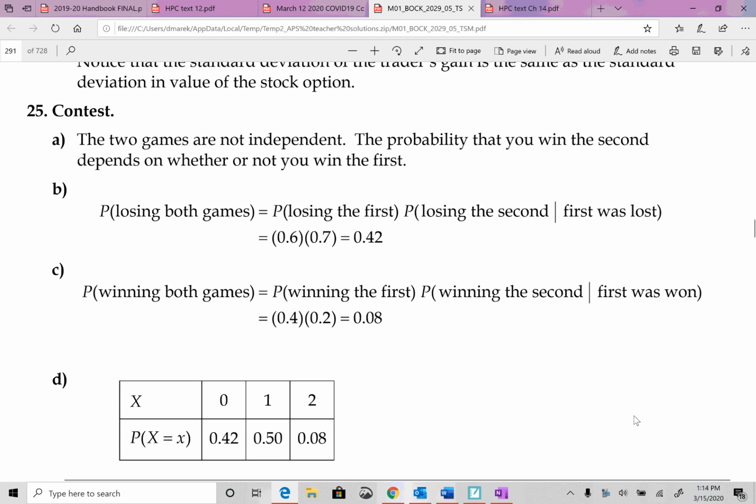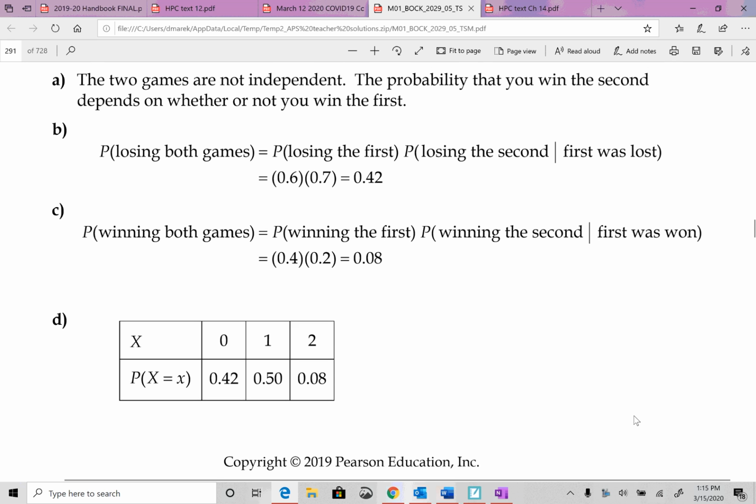For 25, the two games are not independent. Again, with the numbers they gave you, the probability that you win the second depends upon whether or not you win the first. You have a tough opponent. Part B, the probability of losing both games. Again, it's conditional. Probability of losing the first, 0.6. Probability of losing the second, given that you lost the first, was 0.7. The probability of winning both games, again, conditional, 0.4 times 0.2 will give you 0.08.